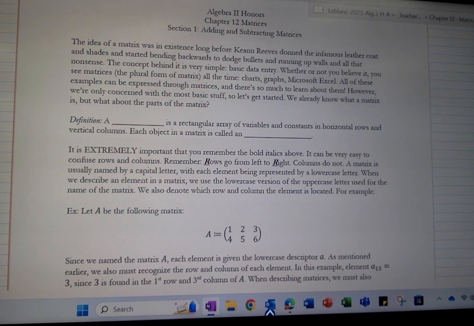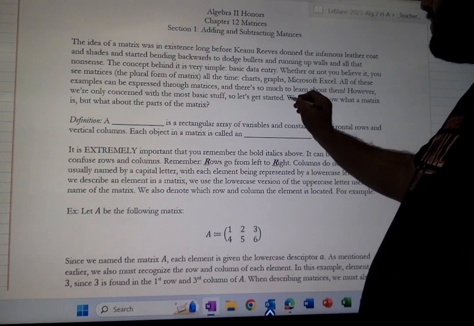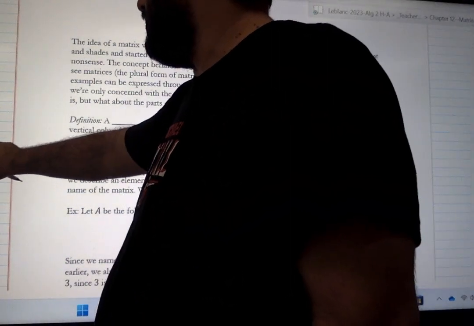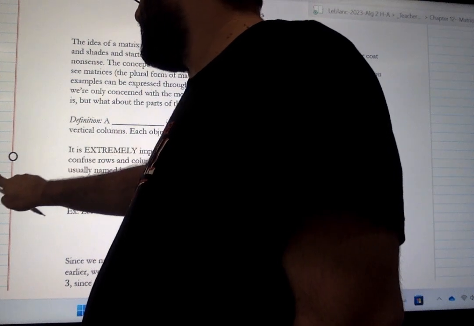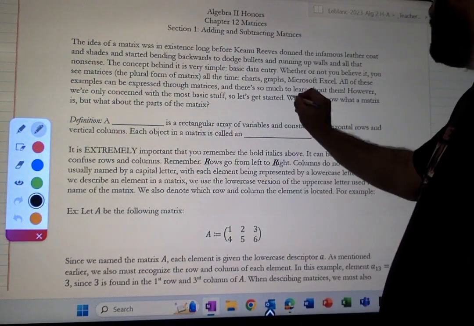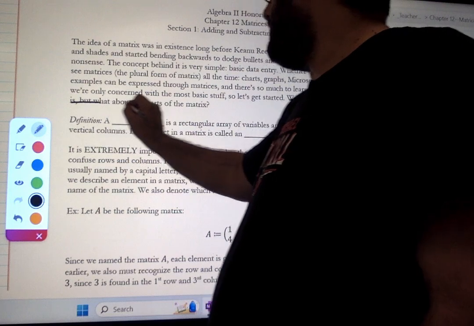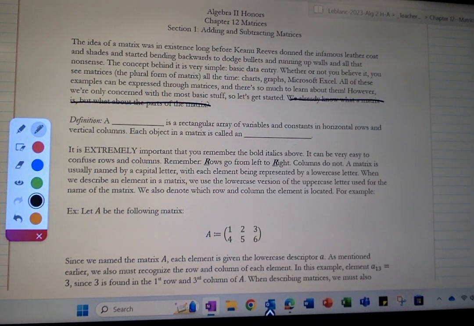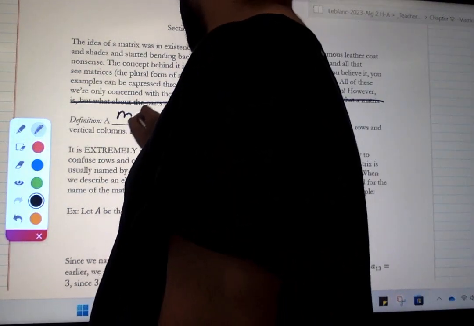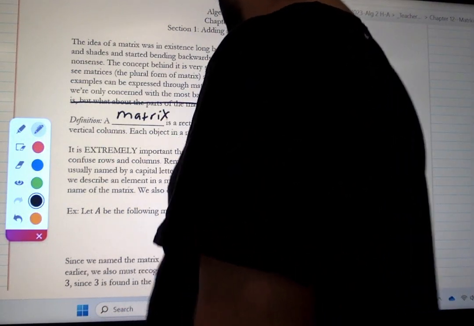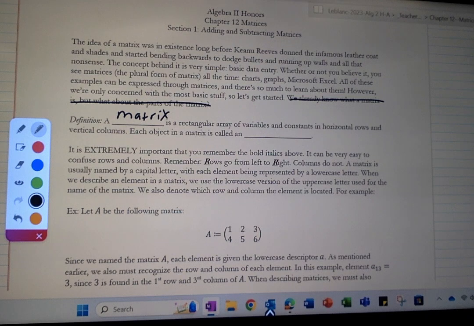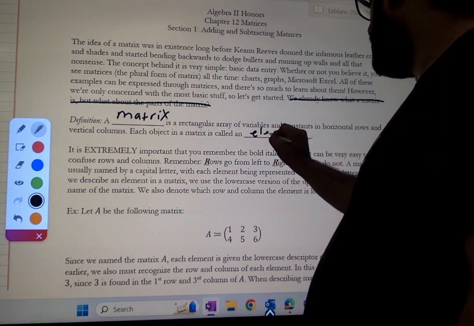But right now, I want to start with the most basic stuff. Let me go ahead and cross this out because we actually don't know a lot about what a matrix is. We don't know what a matrix is, but we can go ahead and talk about the different parts of it. So a matrix is a rectangular array of variables and constants in horizontal rows and vertical columns. Each object in a matrix is called an element.